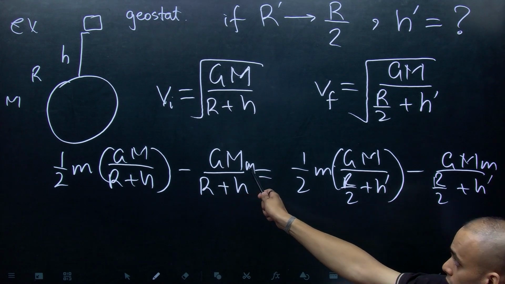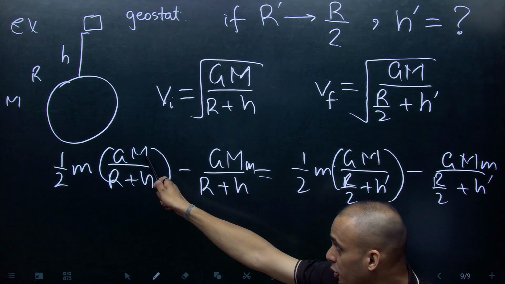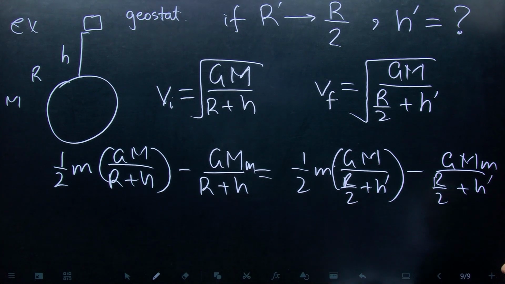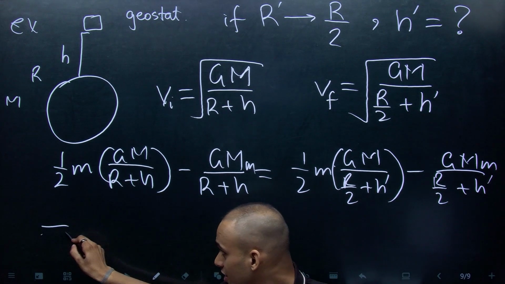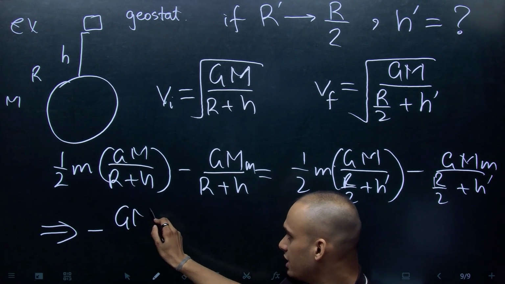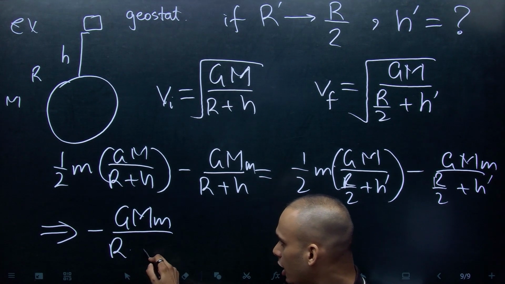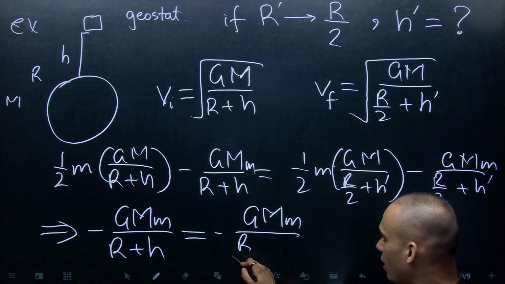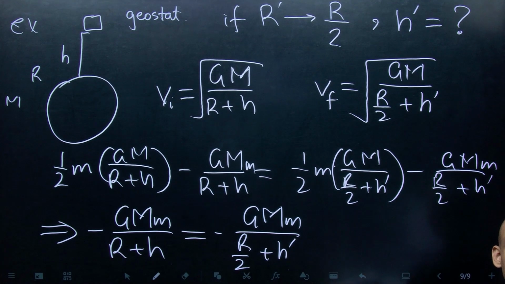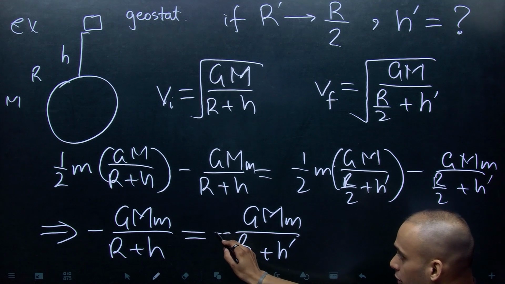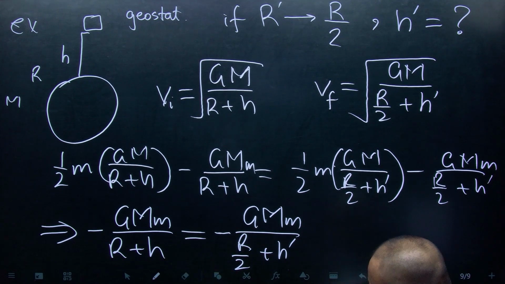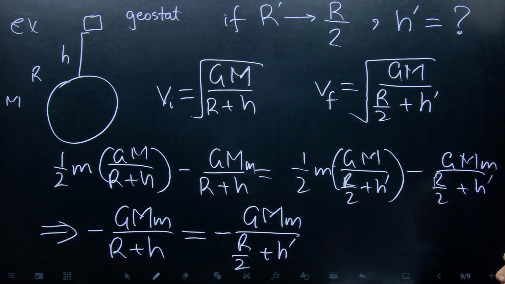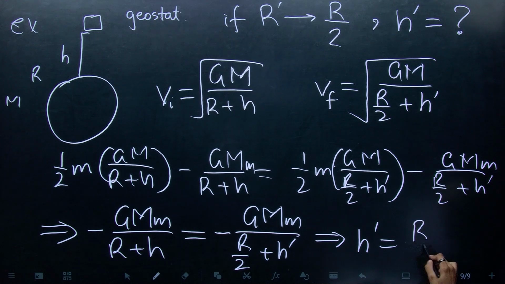We have G into M upon R plus h, and G into M upon half of R plus h dash. So our energy conservation simply becomes minus of G capital M into small m upon R plus h should be equal to minus of G into capital M into small m upon half R plus h dash. That is, the radius of the orbit of the satellite should remain unchanged. R plus h should be equal to R by 2 plus h dash.